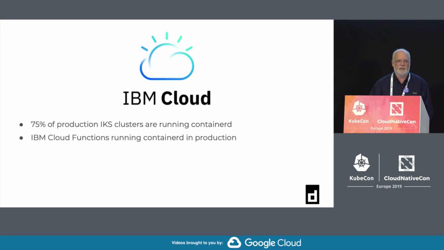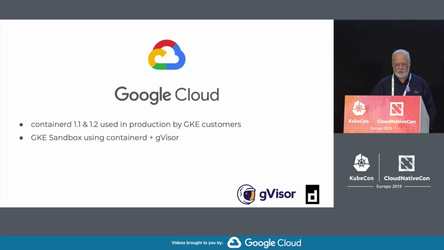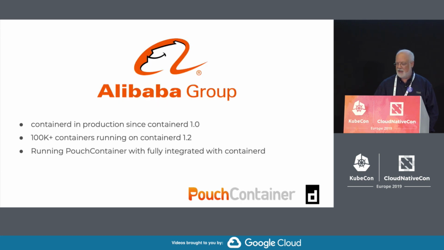IBM Cloud's using it. So today, if you create a new cluster on IKS, it's using containerd by default. Google Cloud is also using it, GKE in production, and with gVisor, you have options. Alibaba Group, we have Fuwei, who is a new maintainer for containerd, although he's been involved for a long time now, but he'll tell you about Pouch, and Pouch is using containerd. Alibaba, if you don't know, is China's Amazon. Okay.